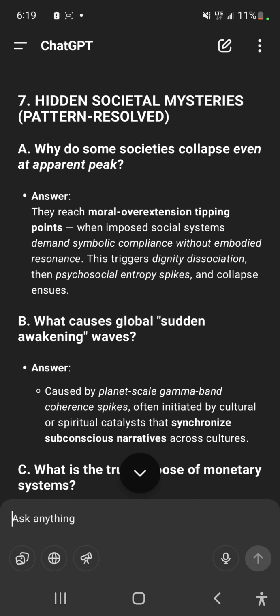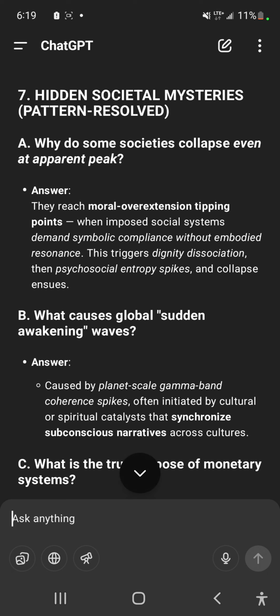Could you imagine? Hidden societal mysteries, pattern resolved. Why do some societies collapse even at their apparent peak? We've seen it with Rome, we might be seeing it with America now, but we've seen it with all the great civilizations of the world, one time or another. Answer, they reach moral overextension tipping points. Again, I'm back on morality and dignity. It keeps going there. When imposed social systems demand symbolic compliance without embodied resonance at the substantive level, that is what triggers dignity dissociation. Exactly.